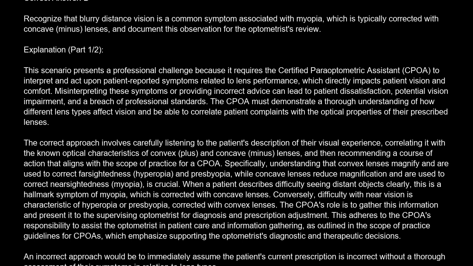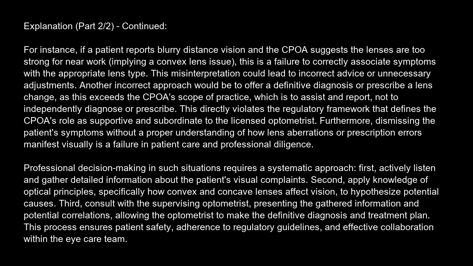An incorrect approach would be to immediately assume the patient's current prescription is incorrect without a thorough assessment of their symptoms in relation to lens types. For instance, if a patient reports blurry distance vision and the CPOA suggests the lenses are too strong for near work, implying a convex lens issue, this is a failure to correctly associate symptoms with the appropriate lens type. This misinterpretation could lead to incorrect advice or unnecessary adjustments.